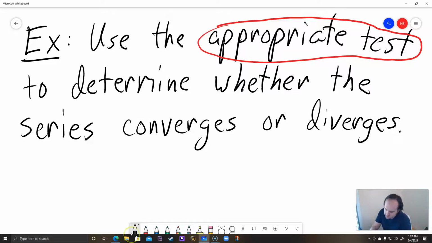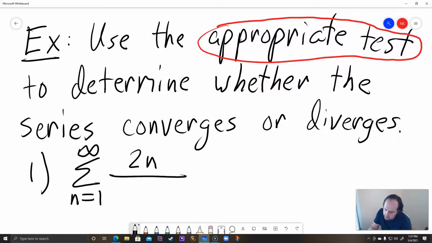For example number one of our new example, we're going to have the sum from n equals 1 to infinity of 2n over 5n minus 3. The sum from n equals 1 to infinity of 2n over 5n minus 3.